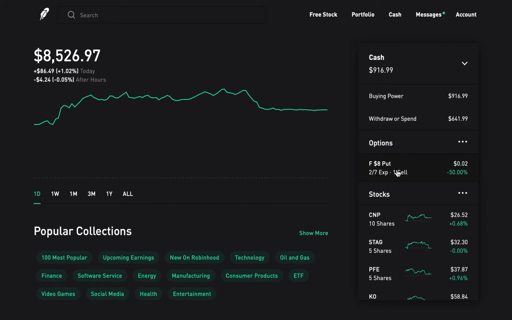So if I get assigned, I'll just start selling covered calls on the shares, and then once the covered calls get executed, my shares will be gone, and I will start selling puts again. And so that's the wheel. It's just a big cycle of selling cash covered puts and covered calls, and I'll talk about covered calls whenever I get assigned a stock.